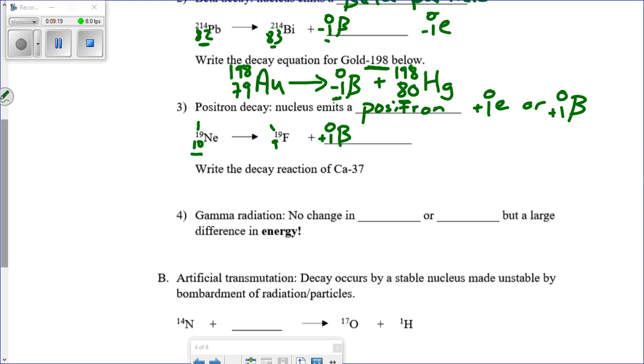And again, to do an example of this, we have Ca-37. The atomic number is 20. And this is going to go through positron decay. So that's the 0 +1 beta symbol. And then that's going to be the same mass, because again, this is 0. And then now I need to take 20 and subtract 1, so that would give me 19. And an atomic number of 19 is potassium.